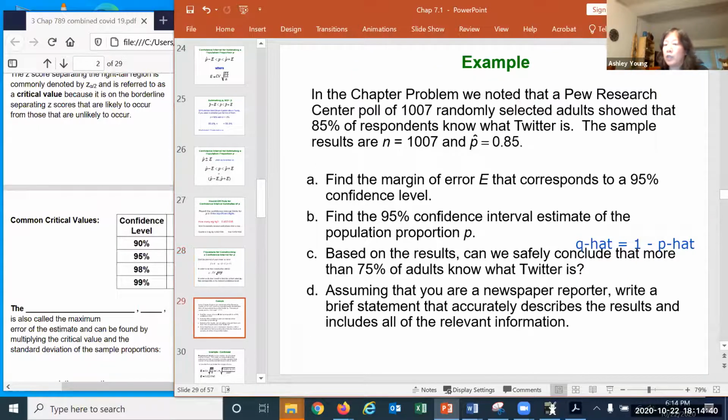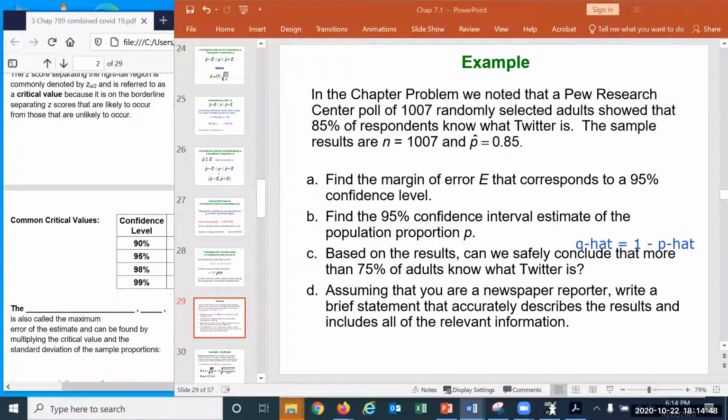So now we're going to go ahead and do this one. Let me get someone reading this. How about Malaya? Go ahead and read for me. Example. In the chapter problem, we noted that a Pew Research Center poll of 1,007 randomly selected adults showed that 85% of respondents know what Twitter is. The sample results are n equals 1,007 and p hat equals 0.85. So first, find the margin of error.